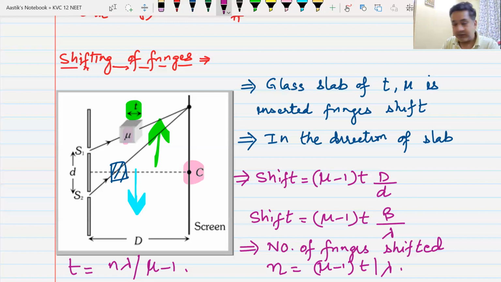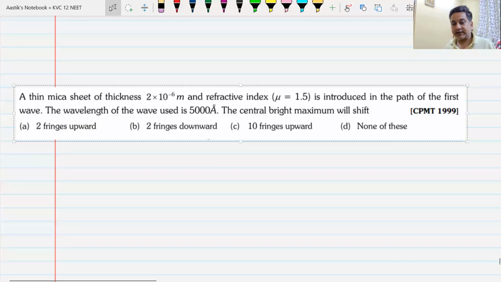Now based on this formula, I am going to give you a couple of questions. I hope you can solve those questions. And this is the question that is coming up. Solve it.